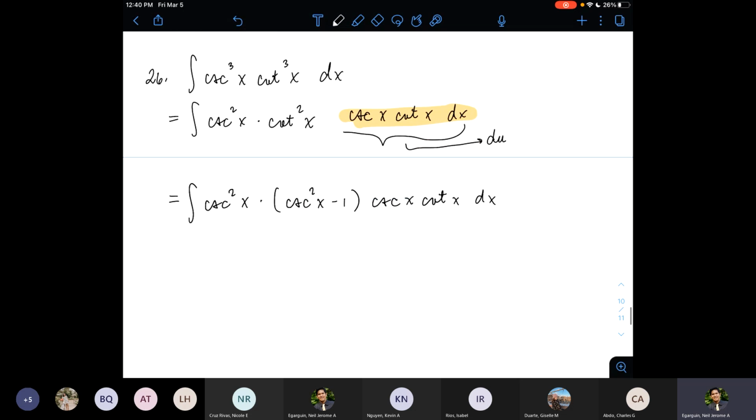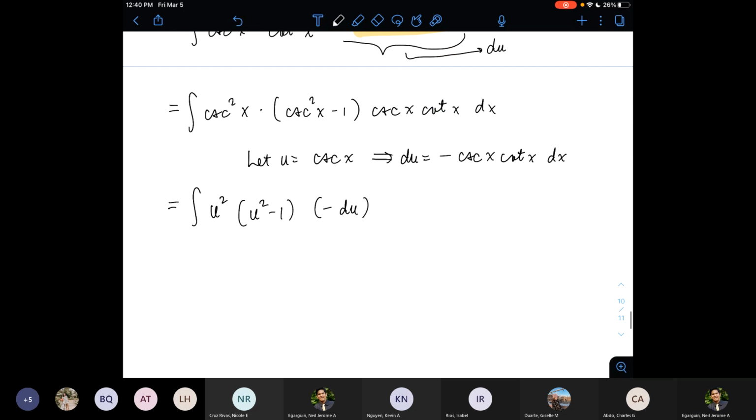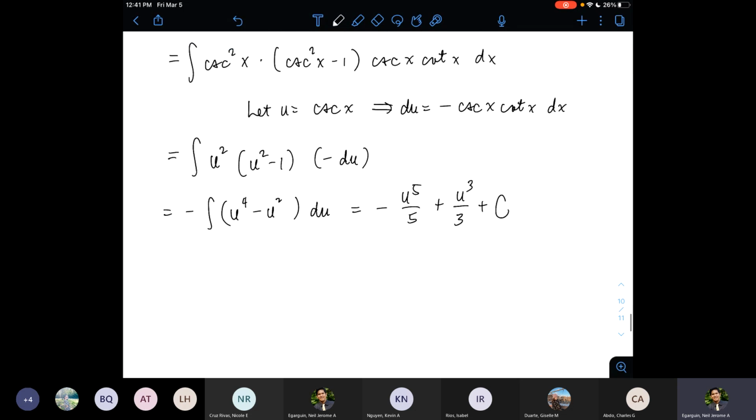Okay. Now we can let u be equal to cosecant x. That will require du to be negative cosecant x cotangent x dx, which we have already anticipated, right? So this will become u squared times u squared minus 1 times negative du. Then this would be negative integral of u to the fourth minus u squared du, and that's negative u to the fifth over 5 plus u to the third over 3 plus the arbitrary constant c.